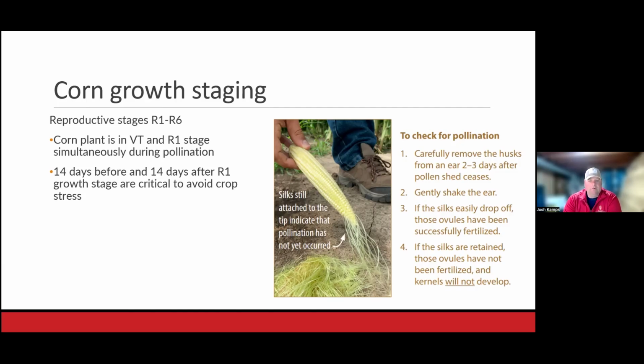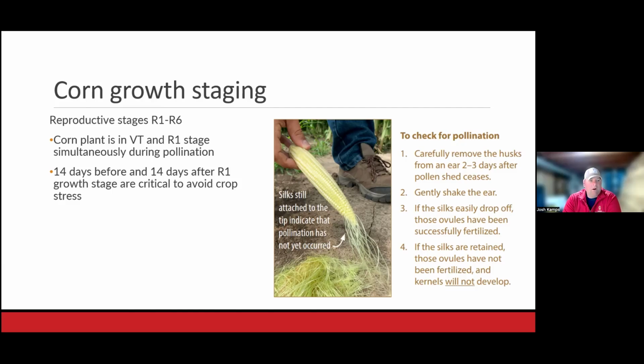was actually fertilized. If the silks are going to stay on there and retain on there well, then that's kind of a sign that those kernels did not become fertilized and they will not develop any further. Okay, so a way to get an idea on that pollination across the field, as one of the more important stages of corn production.